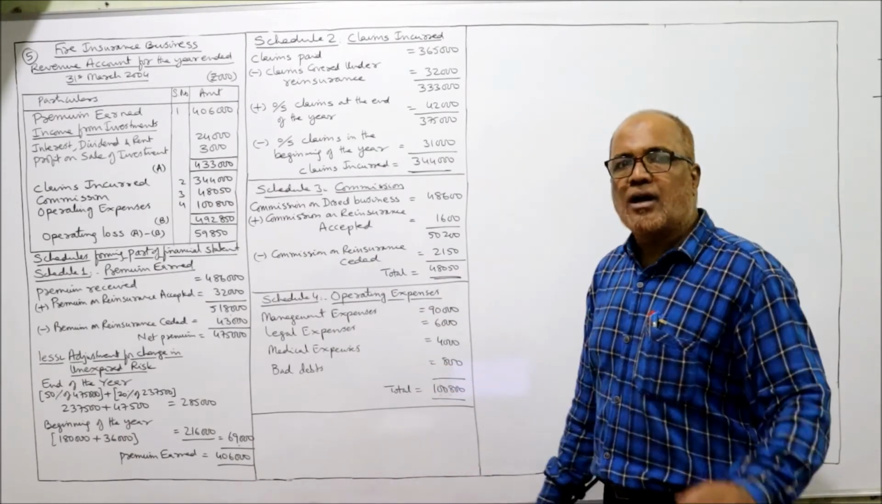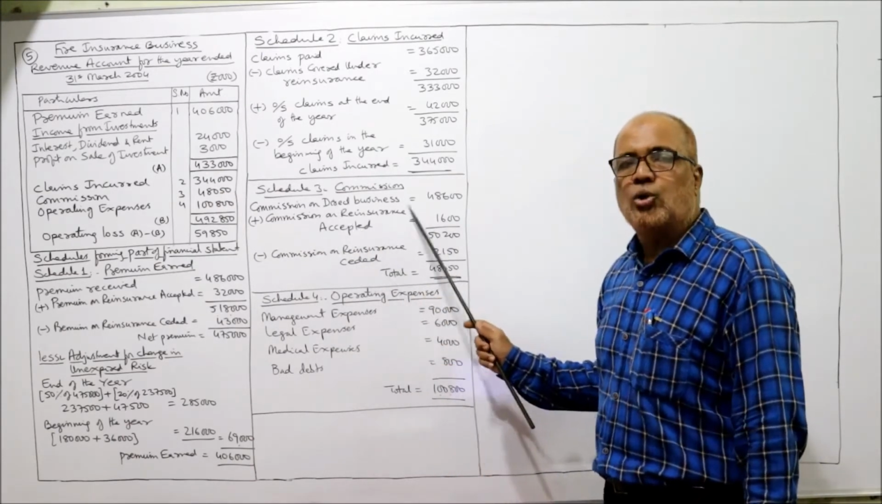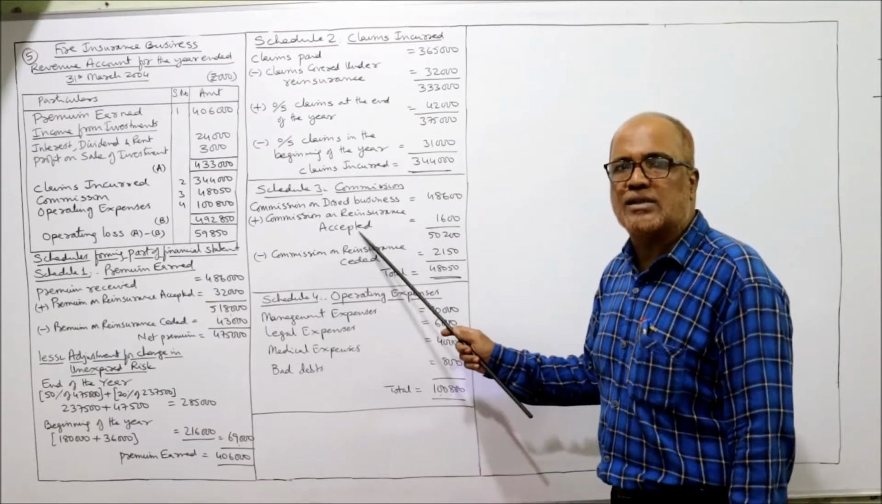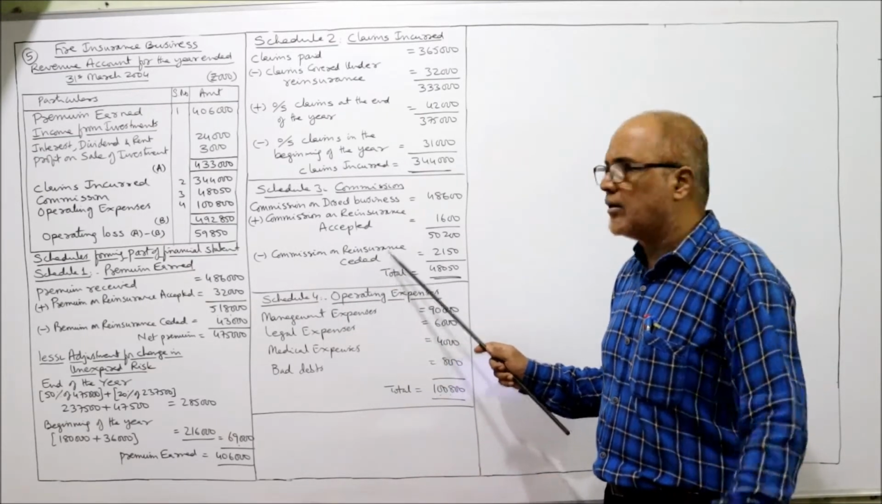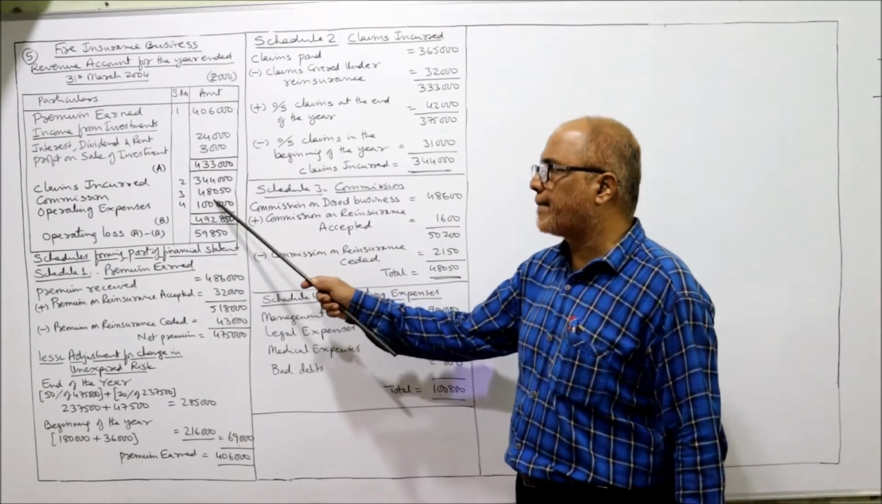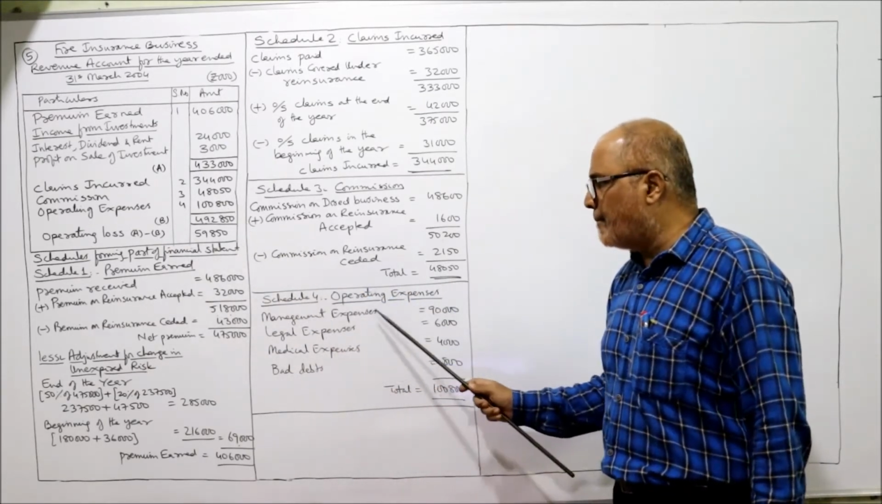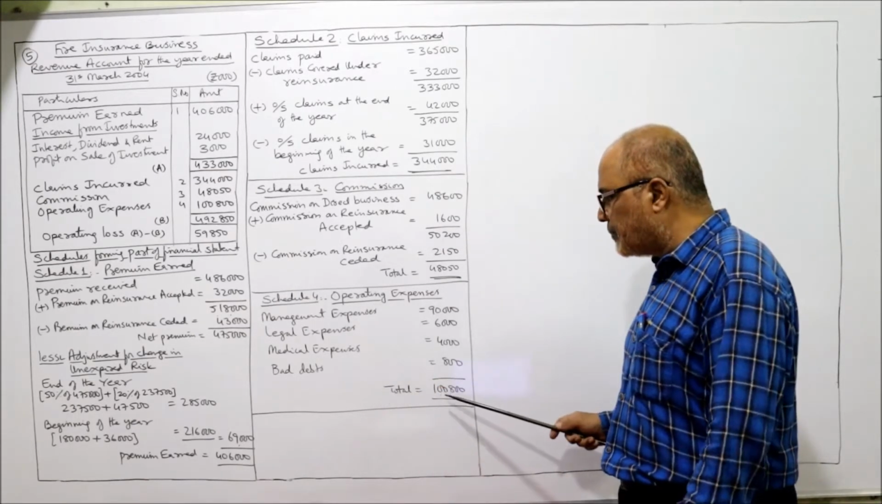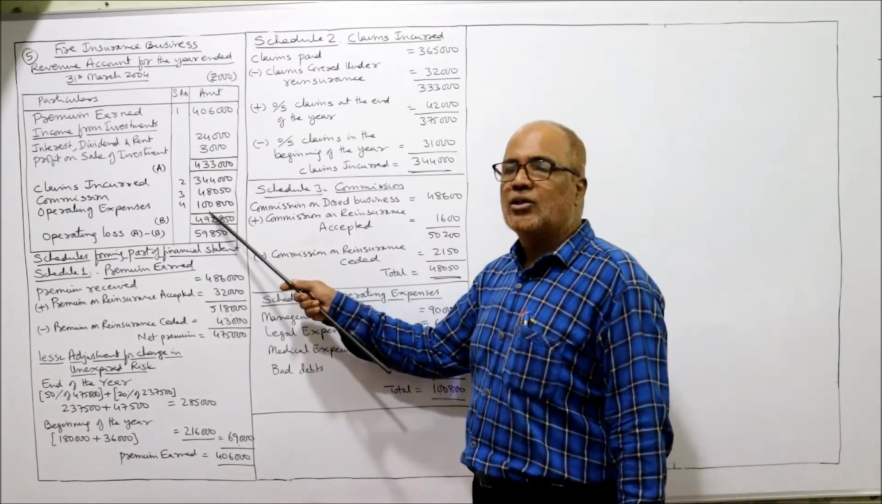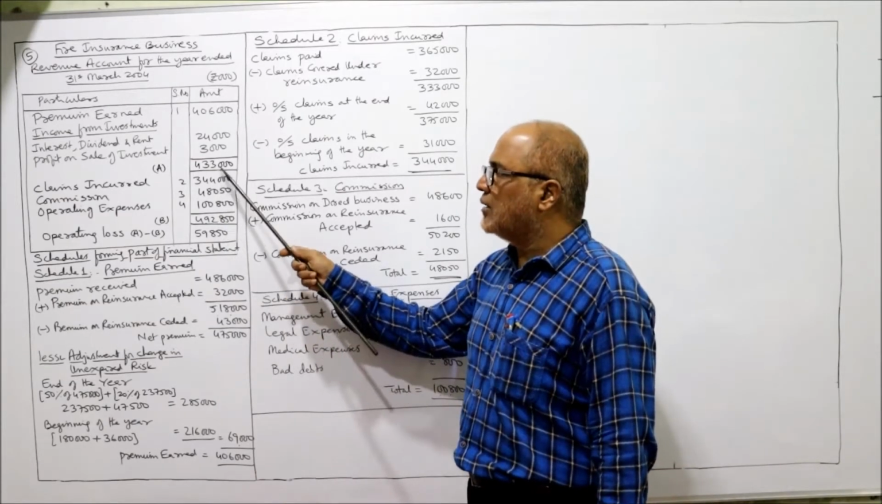Now commission. Commission on direct business. To this we add commission on reinsurance accepted, and deduct commission on reinsurance ceded as usual. Then 48,050. Operating expenses, management expenses, legal expenses, medical expenses, bad debts. Add up the total 1,800,000. So we got the B total. A total, B total we got.